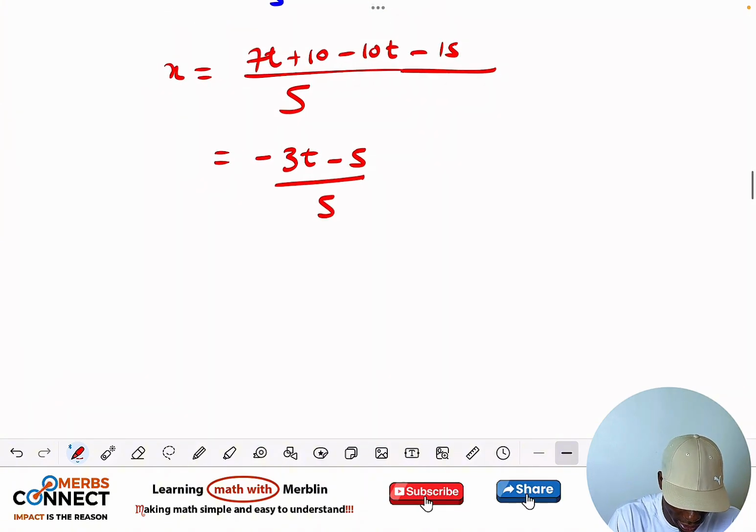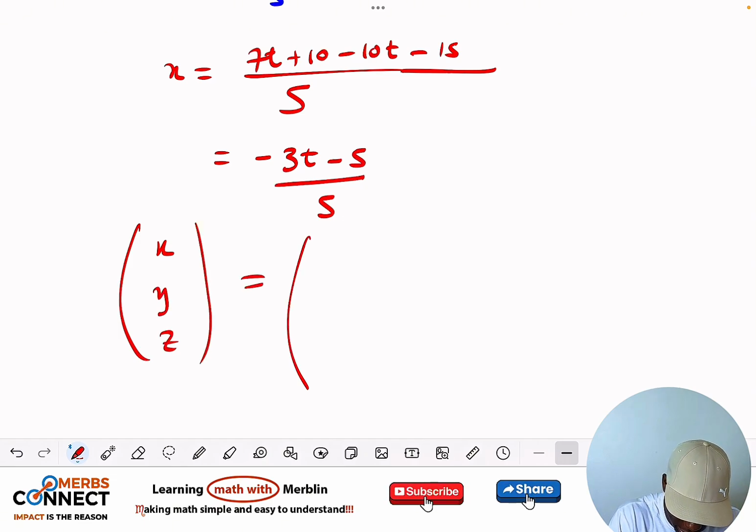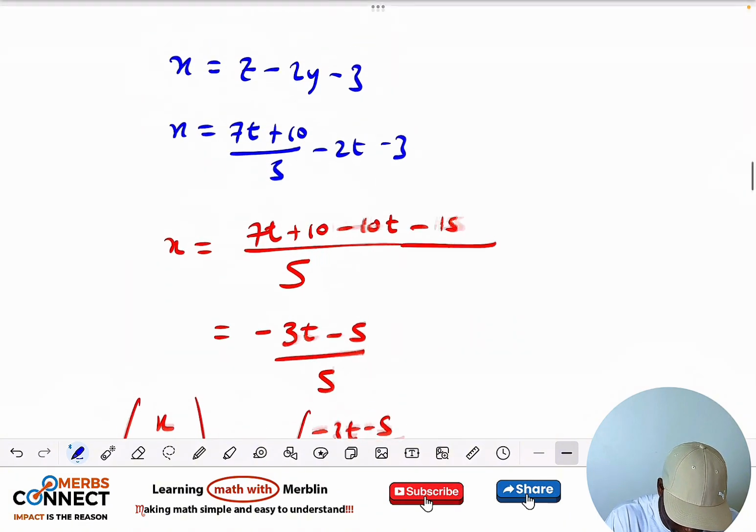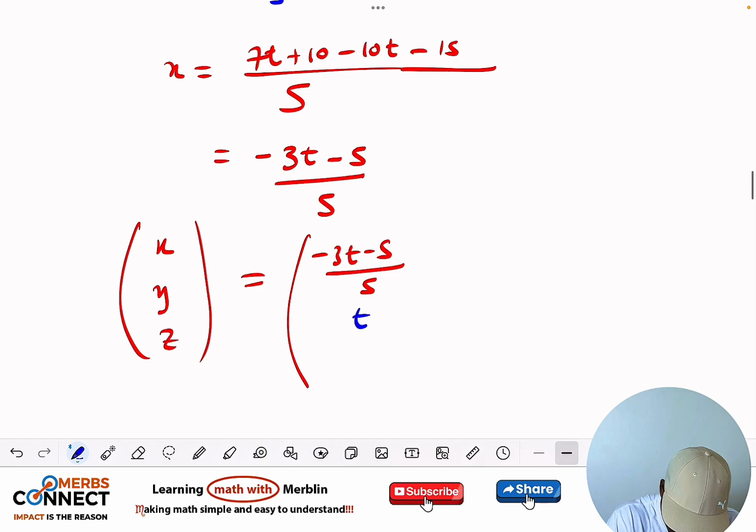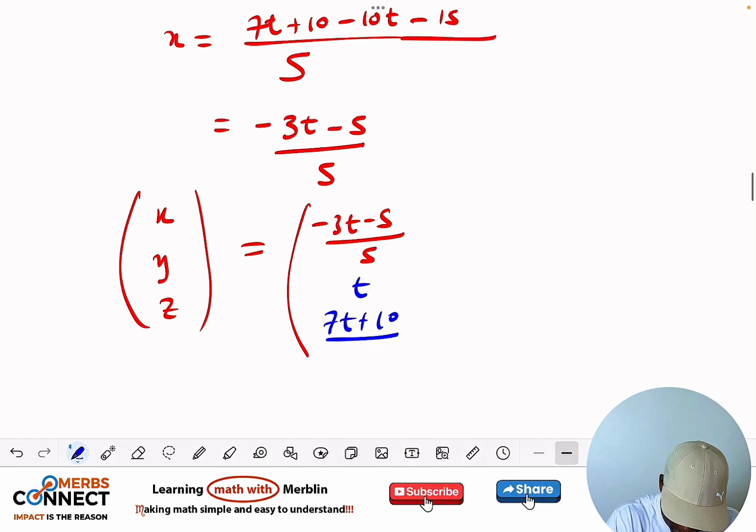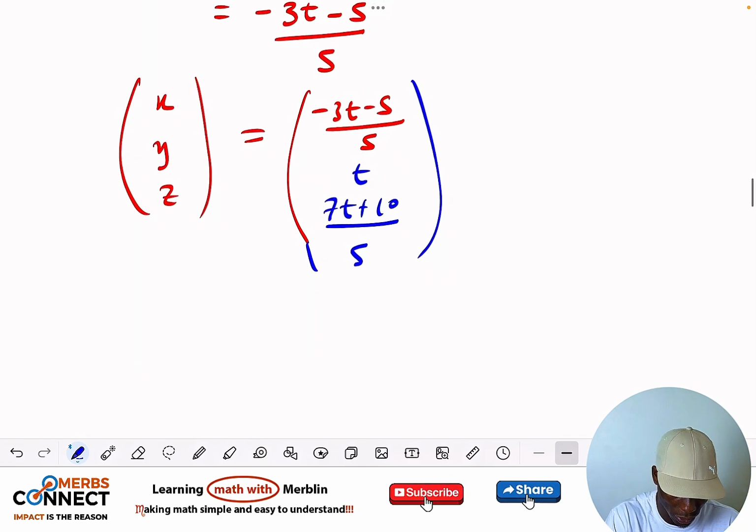So now let's write it and see what we are going to get. We are going to have something like this, our x, y, and z. So now x is equal to minus 3t minus 5 divided by 5, and y is equal to t. What is z? z is 7t plus 10 divided by 5. So this is what you are going to get. Now we want to form the function, and we can see that this is in the vector form, right?